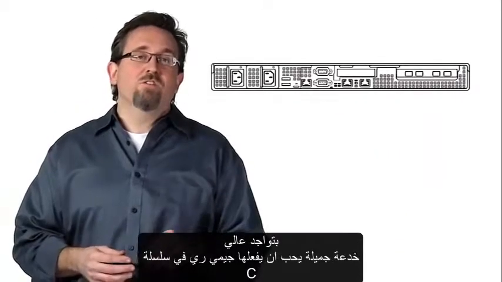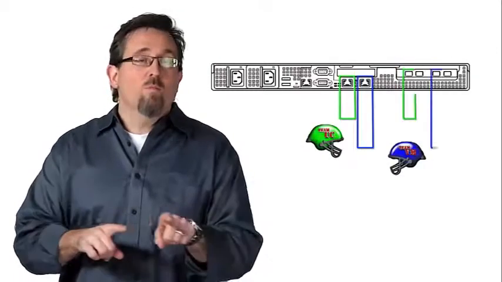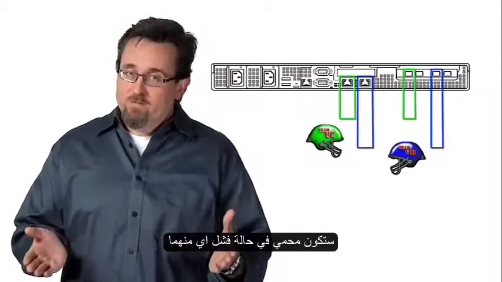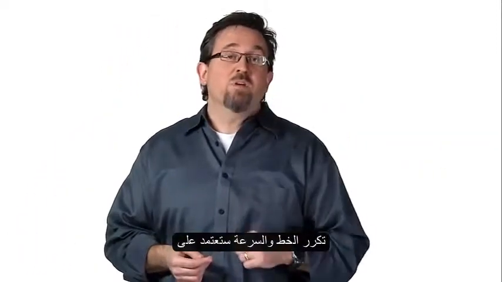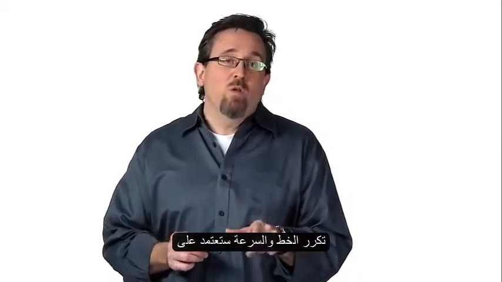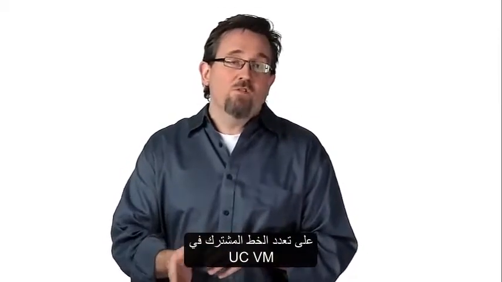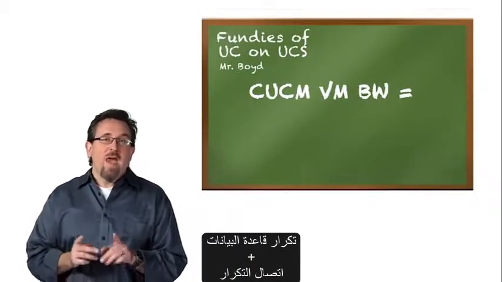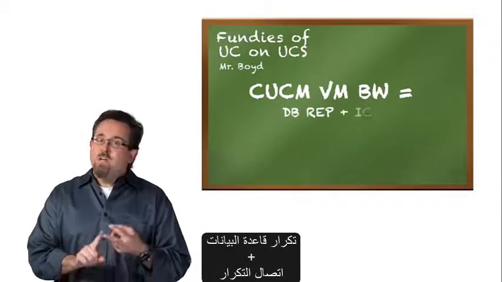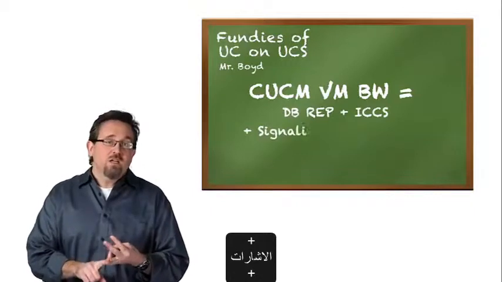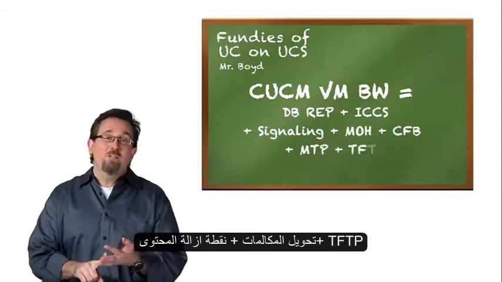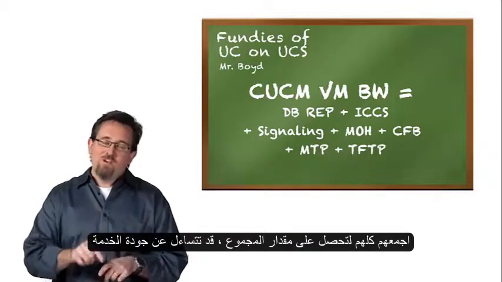Here's a little trick Jimmy Ray likes to use on the C series when building his teaming pairs. One port on the LOM and one port on the PCI Express NIC. That way you're covered against a failure of either. Okay, one more tip. Besides redundancy, your link quality and speed will depend on the aggregate LAN traffic on the UC VMs. Jot this formula down. You calculate the bandwidth by simply adding the database replication, intra-cluster communication signaling, music on hold, call forward busy, media termination point, and TFTP. Sum all those up to get your aggregate.